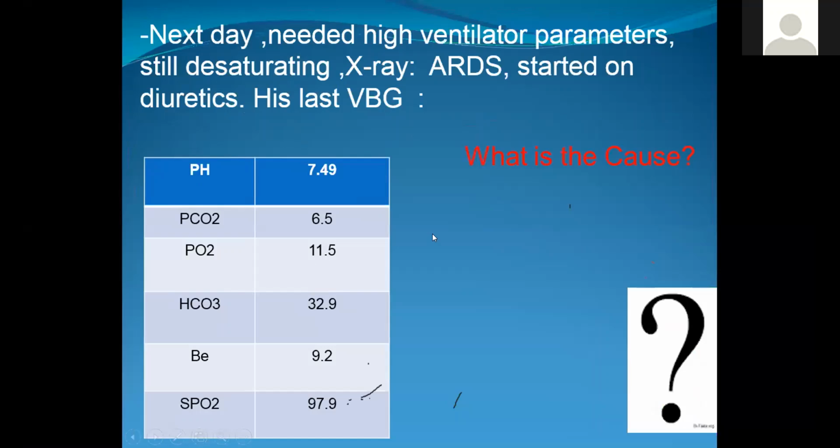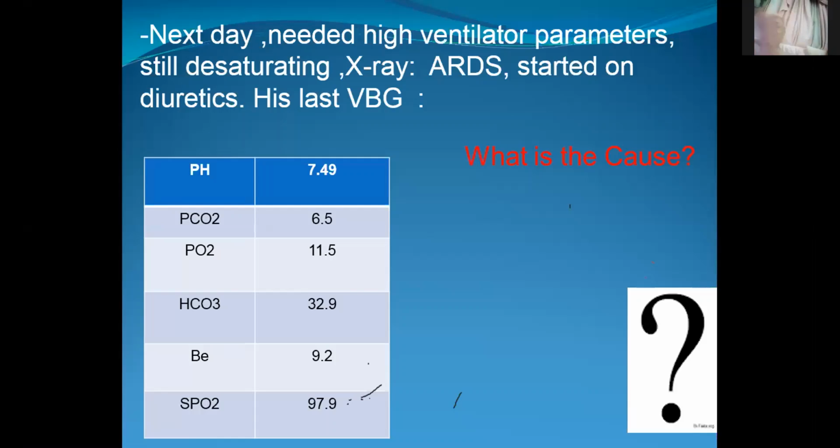Next day, this child needed more ventilator parameters and was still desaturating, and the new X-ray shows a picture of ARDS, and we started him on diuretics, as you mentioned, for the case of ARDS, and now this is his last blood gas. What do you think about the new blood gas? Yes, now we have metabolic alkalosis.